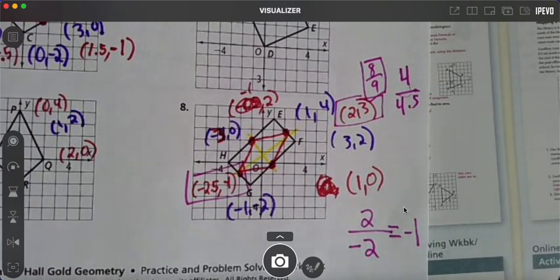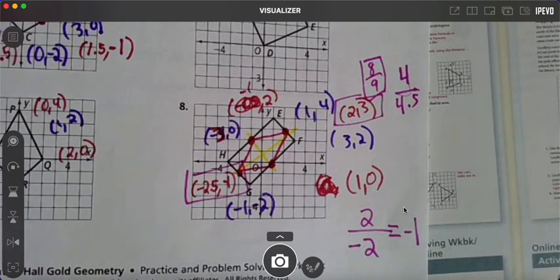So it's just a parallelogram for number 8. All that just to say it's a parallelogram. It wasn't a rhombus, it wasn't a rectangle, it wasn't a square. Okay, I know that's a lot.